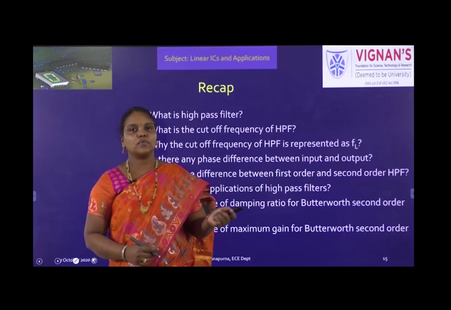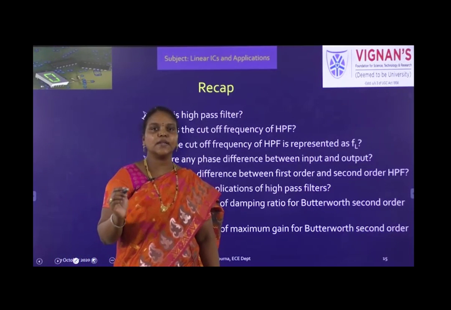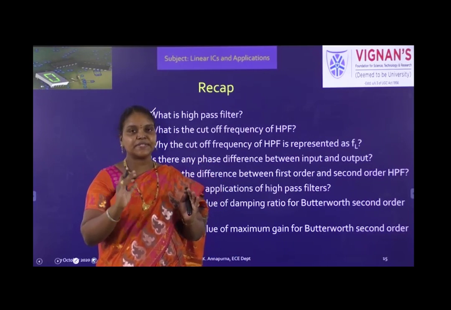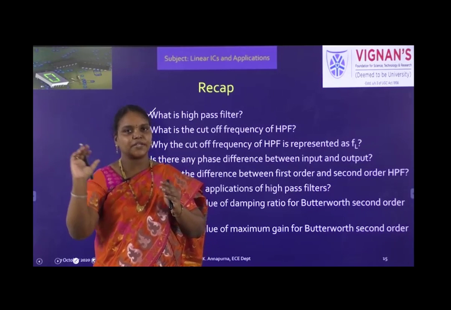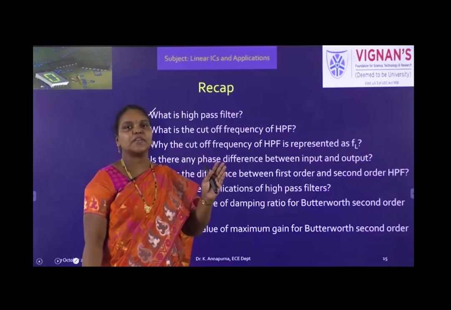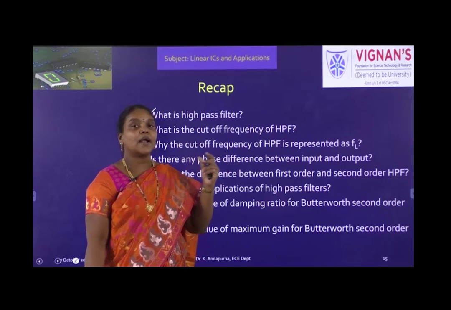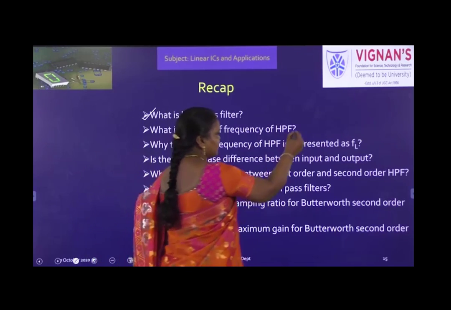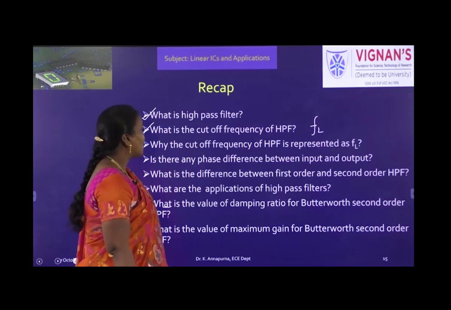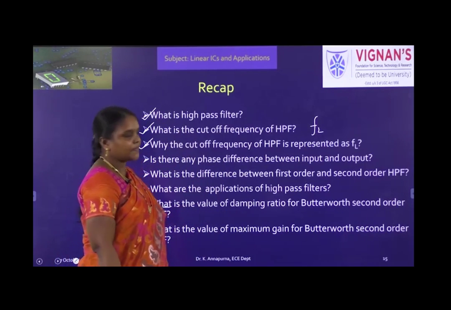Now let us recap what we have discussed in this class. What is high pass filter? A high pass filter is a filter which is allowed to pass only high frequency signals and stops the low frequency signals. High frequency signals means from cutoff frequency to infinite. And what is the cutoff frequency of high pass filter? The cutoff frequency means where the gain is 1 by root 2 times the maximum gain and which separates the stop band and pass band, and in high pass filter it is represented with FL. Why is it represented by FL? Because it is the least frequency passed by the high pass.